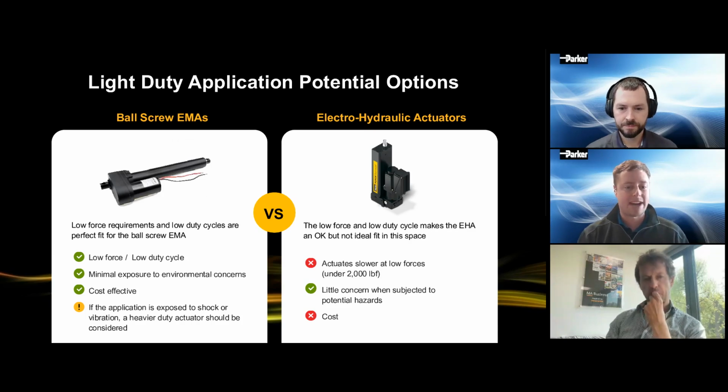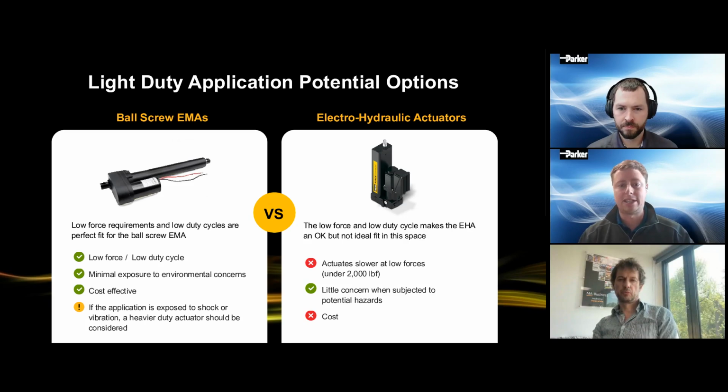Again, if you're able to minimize that exposure to those environmental concerns, it's the perfect fit for this, and it's going to be the most cost-effective solution. However, just keep in mind, if the application is exposed to shock or vibration, then you might want to consider a heavier duty actuator. So in this respect, we would look at the Electro-Hydraulic Actuator, or EHA, but it will actuate slower at those forces under 2,000 pounds of force when you are comparing it head-on compared to the ball screw EMA. But again, it overcomes that concern with subjected potential hazards. But the drawback is, of course, it's going to be a little bit more costly than the ball screw EMAs.